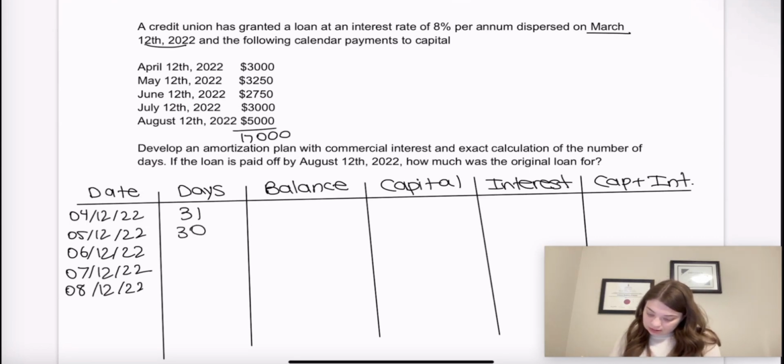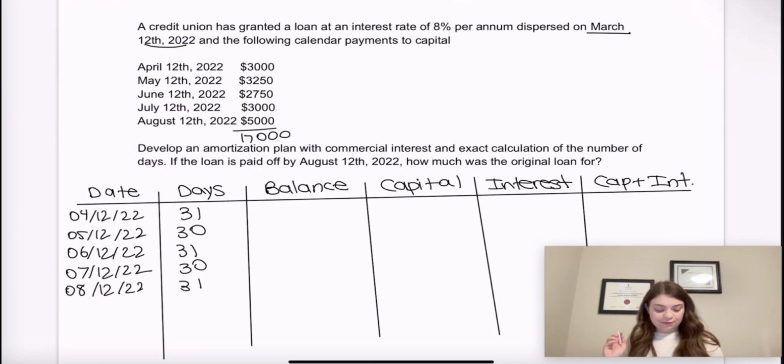Then from May 12th to June 12th, there would be 31 days. From June 12th to July 12th, 30 again, I believe. And then from July 12th to August 12th, well, July definitely has 31 days, that's for sure. So I'm going to put 31. Okay, so there we go. We've now put the different amounts of time between, and this is the amount of time between the last payment, right? Between the last time the payment was made and the date that is showing here at any given time.